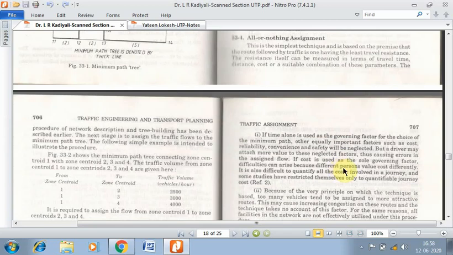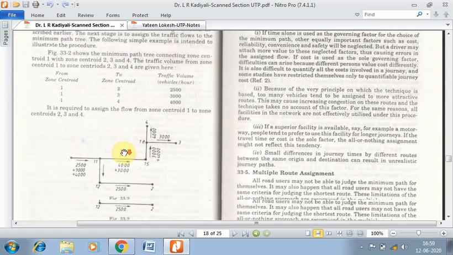So the technique here again is similar to building a tree, or a minimum path tree, as was discussed in the previous case. And the procedure again remains similar to what I discussed in the previous video. So once the tree building process is done, the next stage is to assign the traffic flow to the minimum path tree. So there's an example which tells you how this actually works.